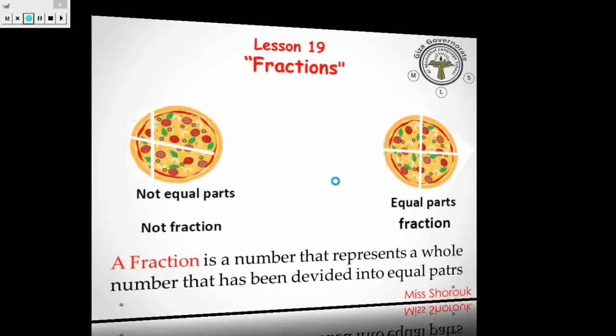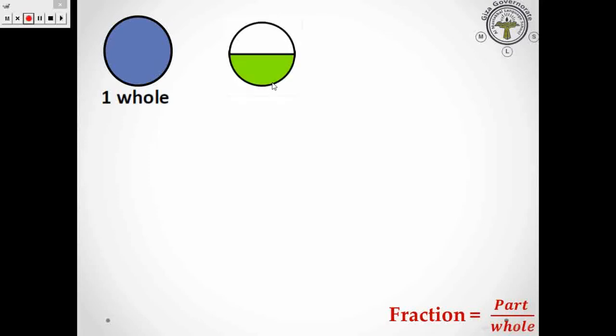Okay? Okay. Look at this circle. It's called one whole. Why? Because it's not divided into any parts. Next shape. Look at this circle. We divided it into 2 equal parts. What is the fraction of shaded parts?